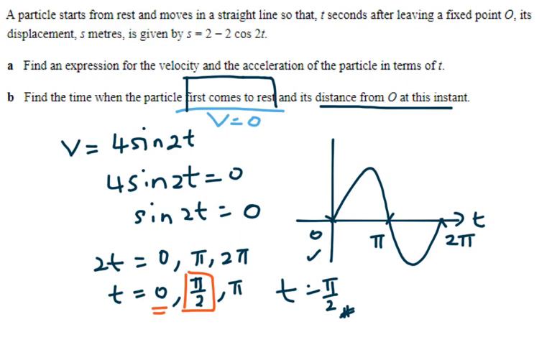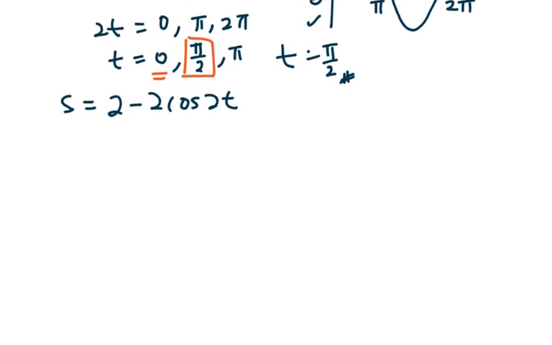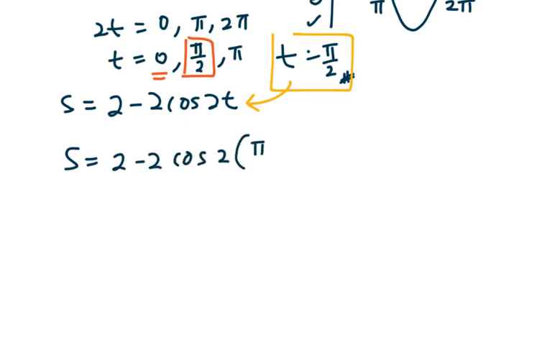To find the distance, you have to look for the displacement. The displacement equation is given as s equals 2 minus 2 cosine of 2t. So what you need to do now is substitute the value that you have got from the previous part. So s is equivalent to 2 minus 2 cosine of 2 multiplied by pi over 2. Simplified, it is 2 minus 2 cosine of pi.